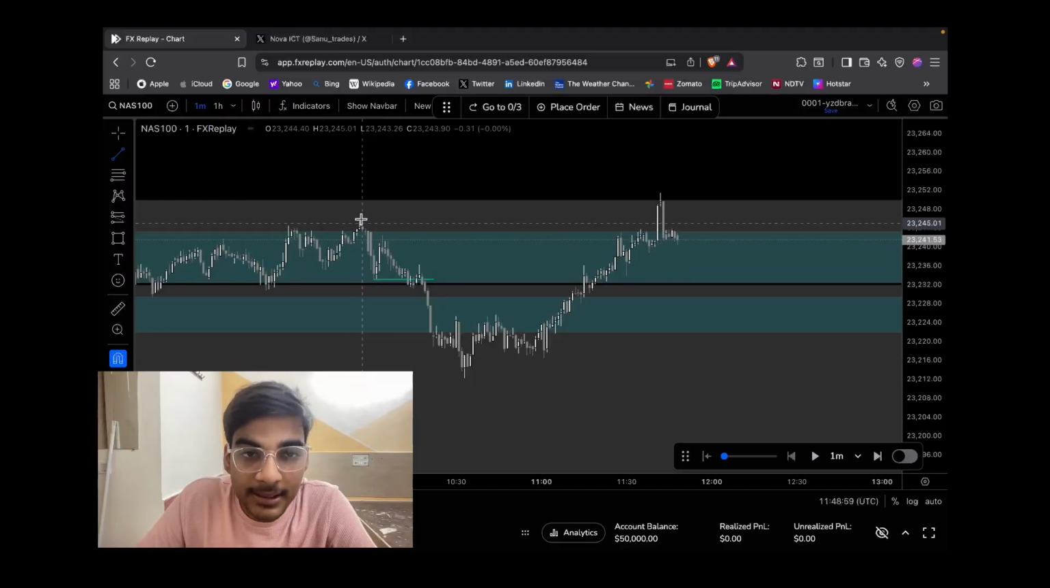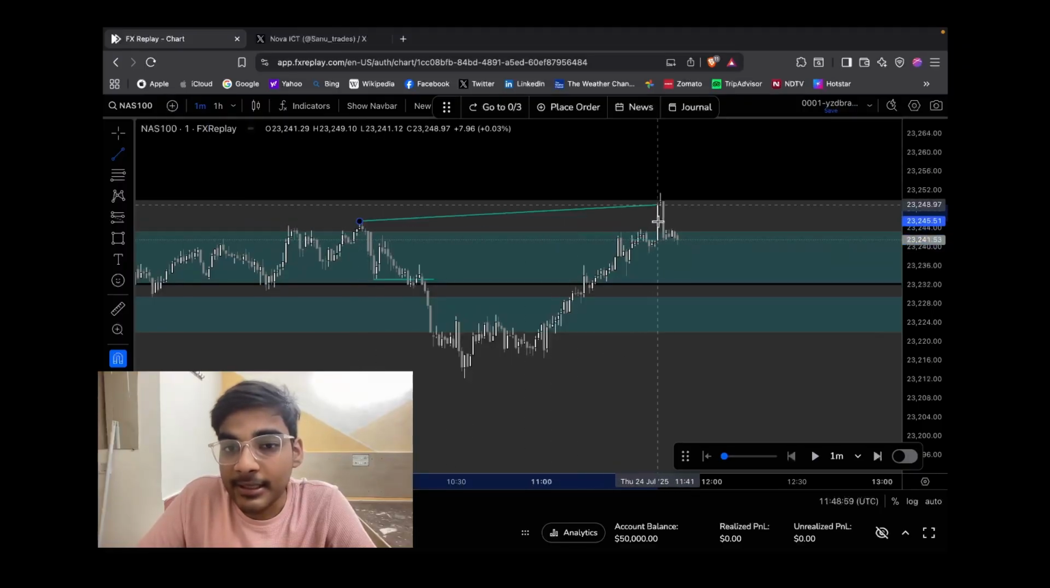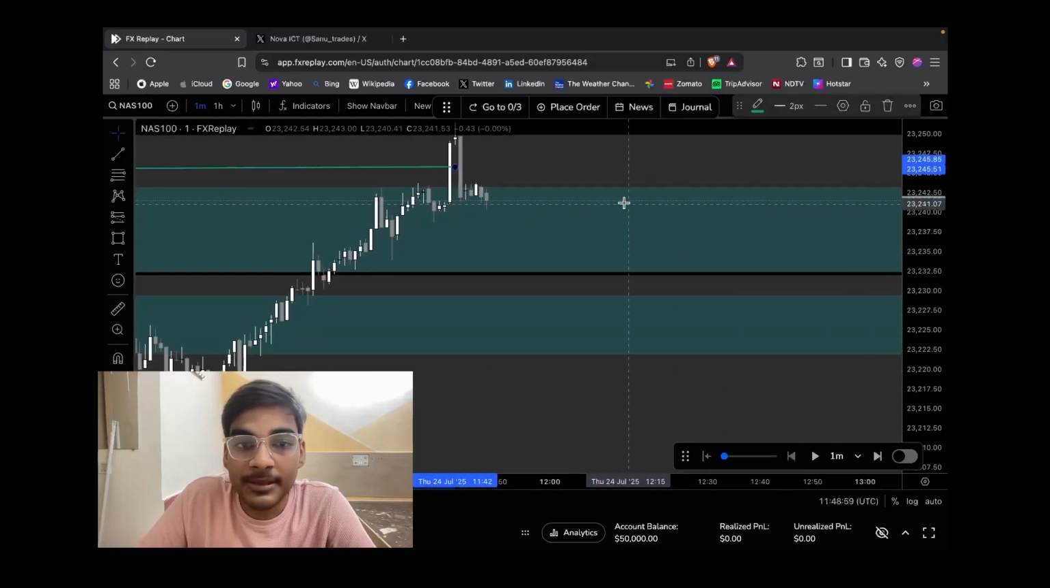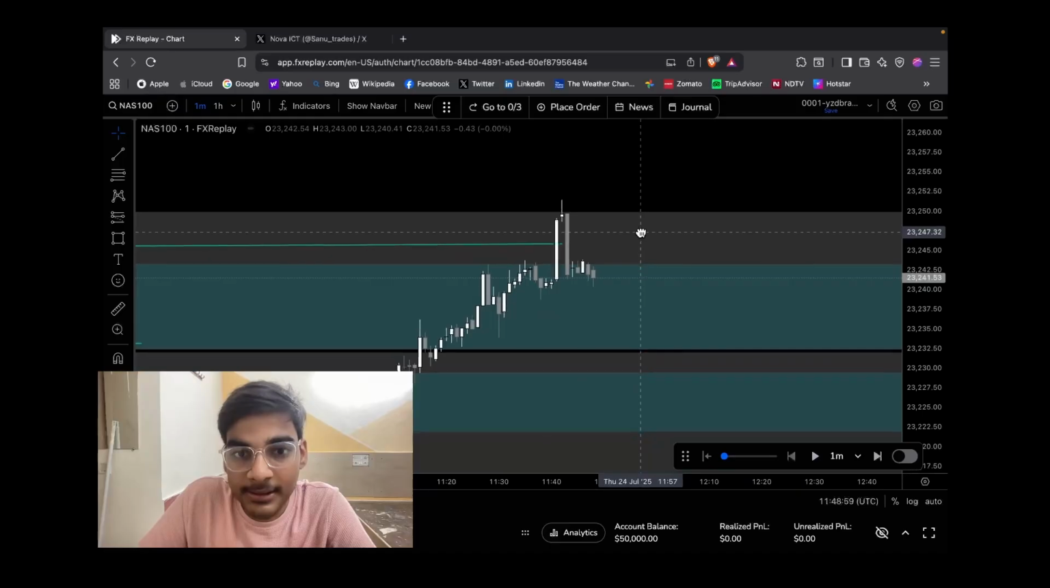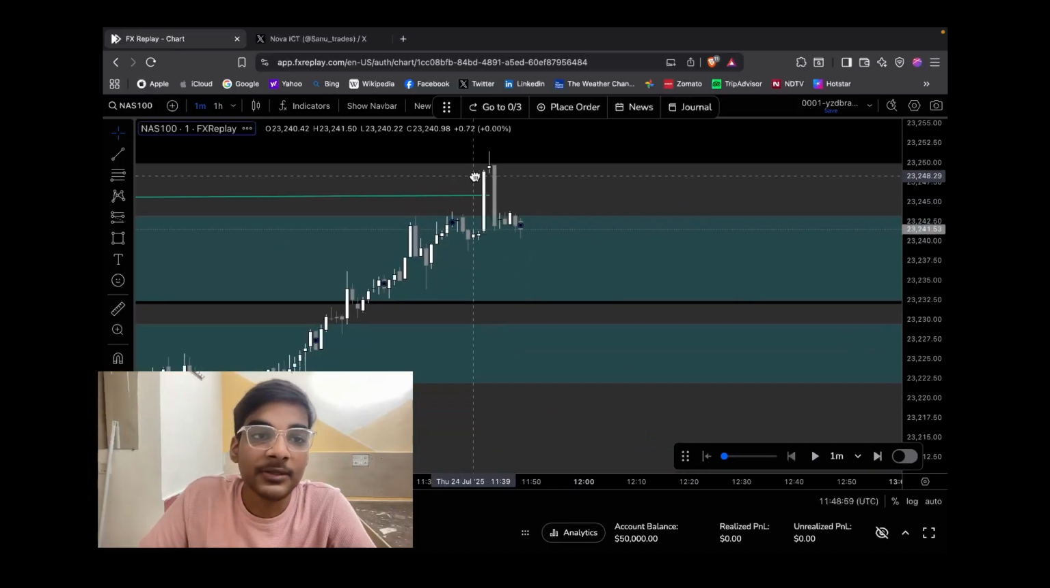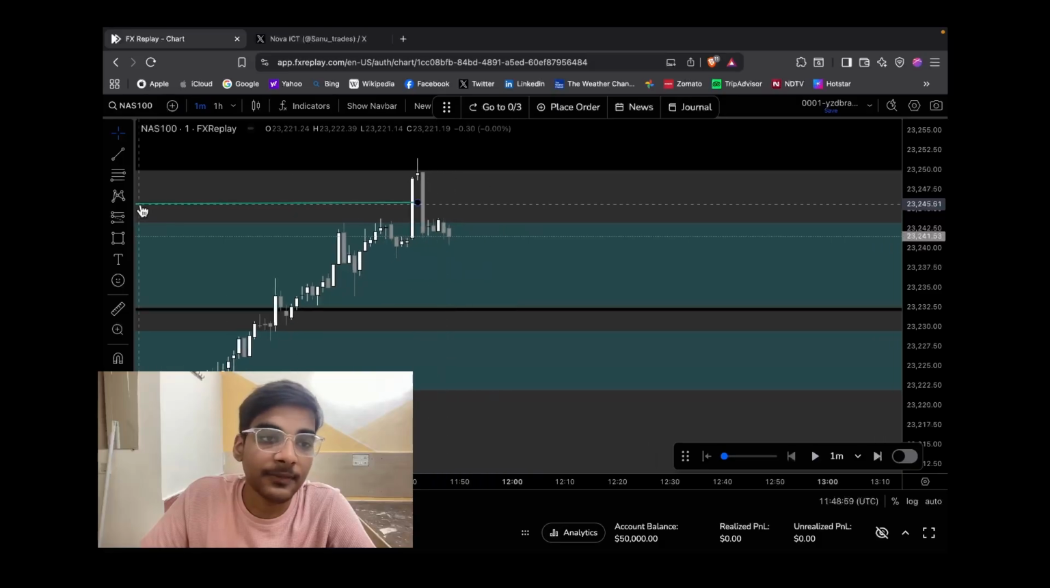Here we can see that this is an obvious liquidity that price swept here. On sweeping this liquidity, price inverts immediately, showing us a sign of reversal here. So we can take some shots here.